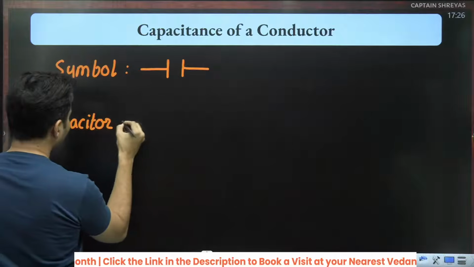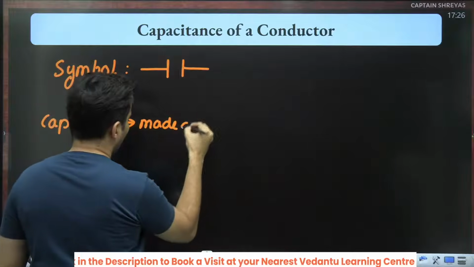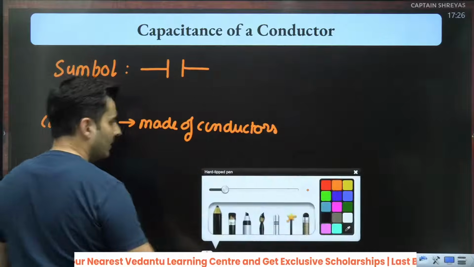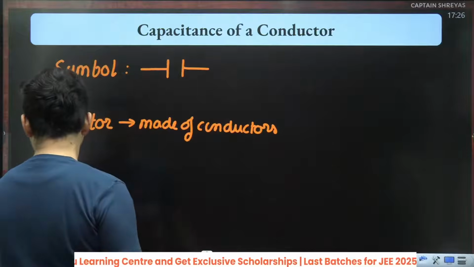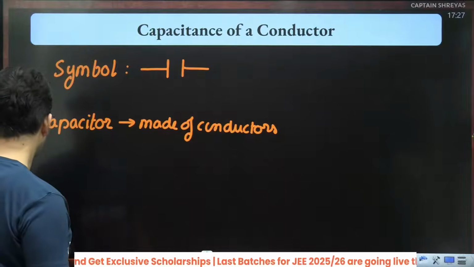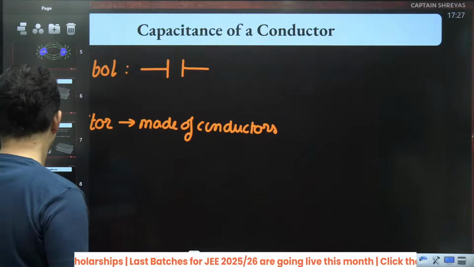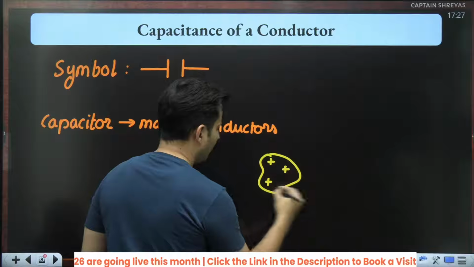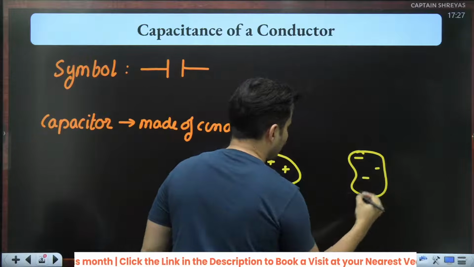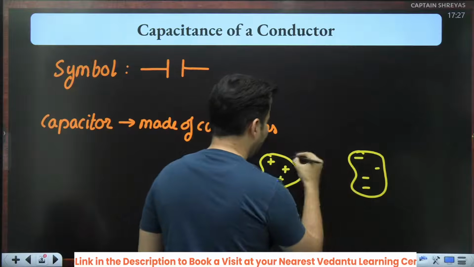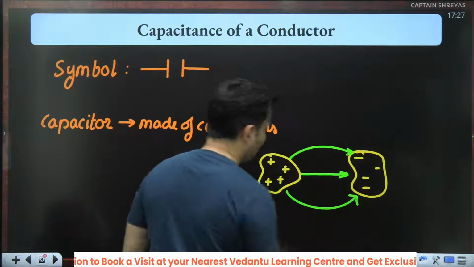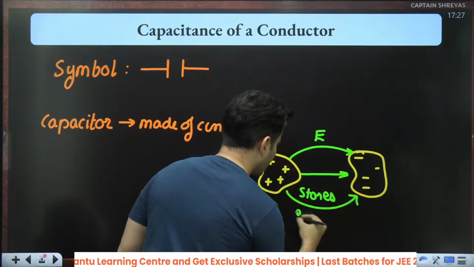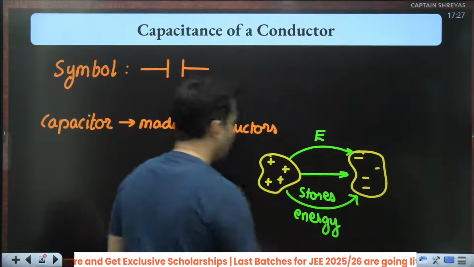A capacitor is made of conductors. And because I clearly told you that one of the conductors will be, for example, positively charged, the other conductor, let's say, will be negatively charged, and you will have electric field lines going from the positive to the negative charge, which stores the energy, which stores the electrical potential energy.